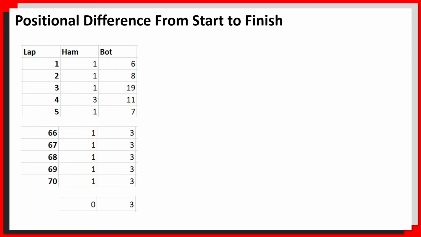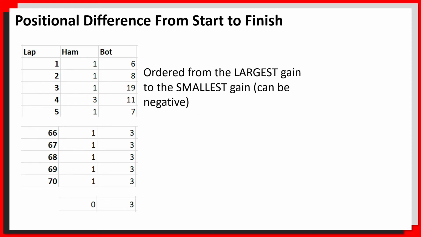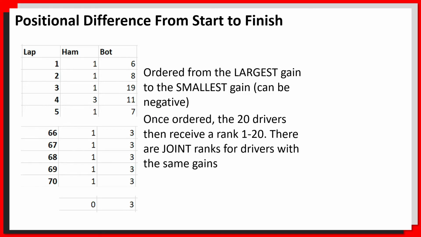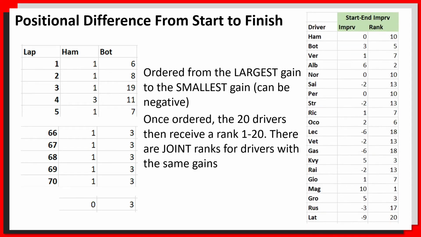So Hamilton had 0 positional gains compared to Bottas, who had 3 positional gains. And then of course this is worked out for the remaining drivers on the grid, and then it is ordered from your largest gain to the smallest gain, and these can be negative. You can lose positions. And then once these are ordered, the 20 drivers receive a rank 1 through 20, just a numerical rank, and there are joint ranks as well for drivers with the same gains. And then I end up with a table that looks a little bit like this, and these are just ordered by teammates, and that is it. It's not ordered by rank.